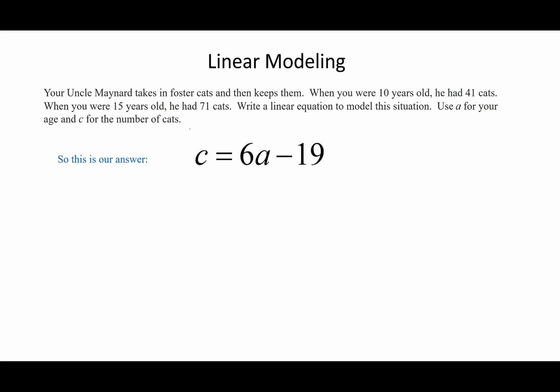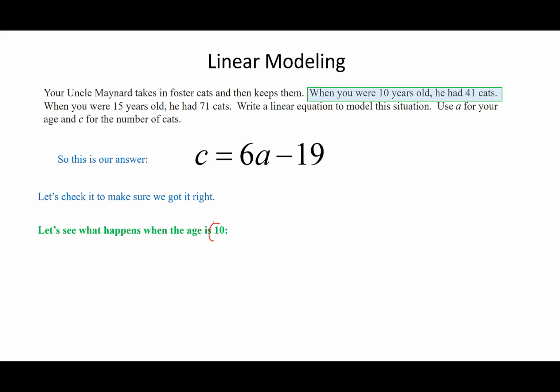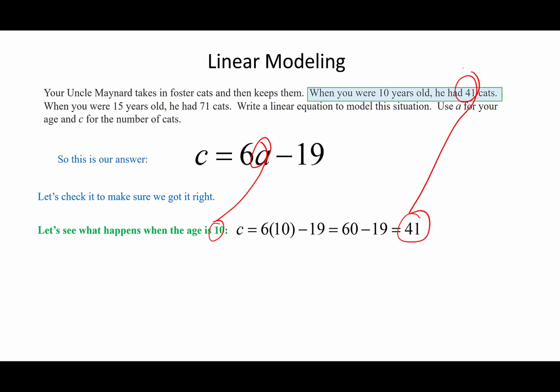But the question is, are we right? So let's go ahead and check. So we need to make sure that when you're 10, your uncle has 41 cats. That means when you're plugging in the age is 10, right? I'm going to take 10 and plug it in right there. I get C equals 41. Yay, it's supposed to be 41.